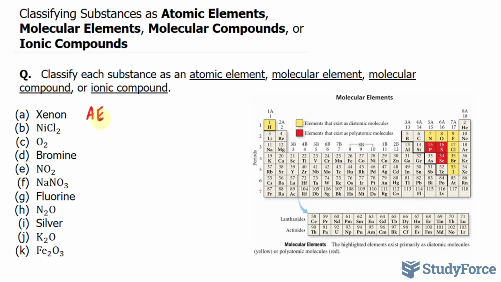Next, we have nickel chloride. Nickel chloride consists of a metal and a nonmetal. Nickel is a metal, chlorine is a gas. Therefore, this is an ionic compound. When you have a metal with a nonmetal, it's an ionic compound.